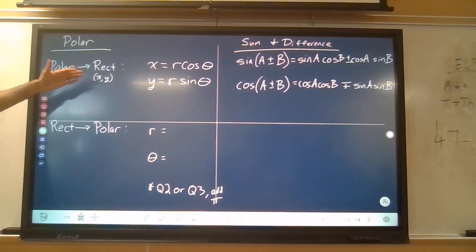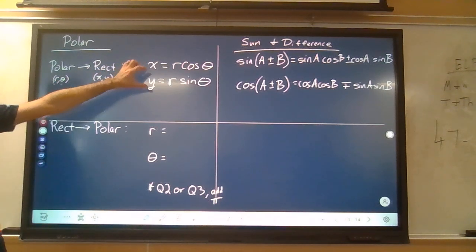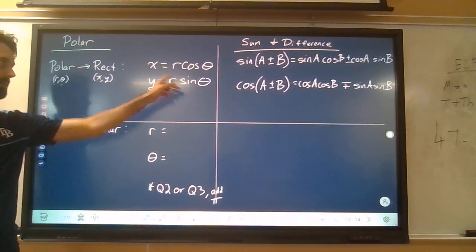And again, the way I remember this is I know I have these two, r and theta. I want these two, so I must solve for x and y using r and theta, cosine meaning x, sine meaning y.